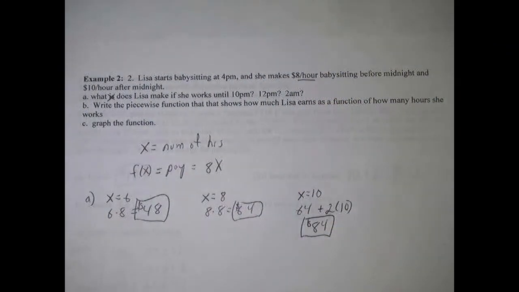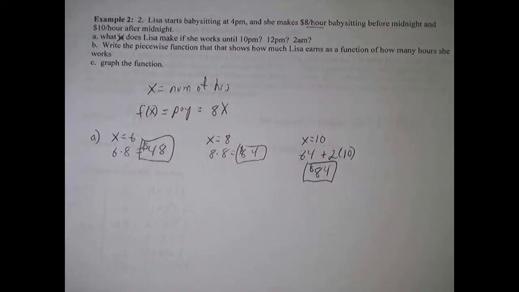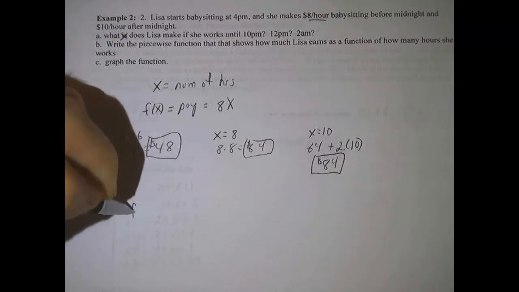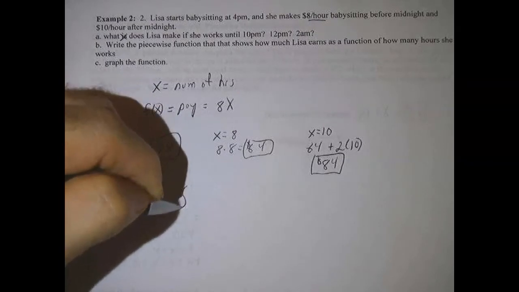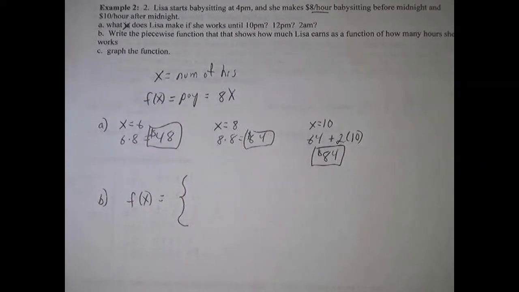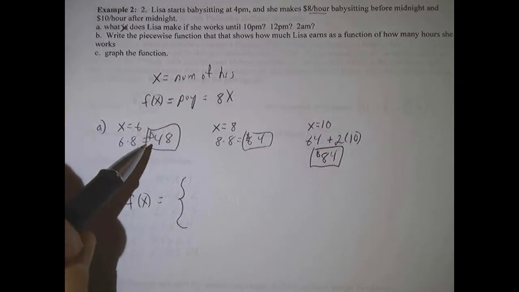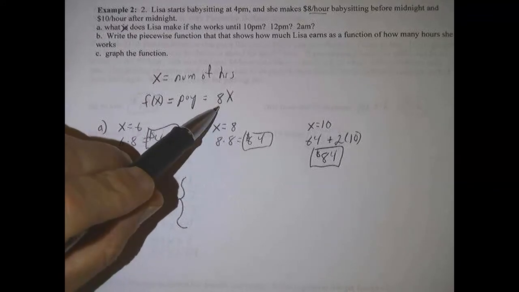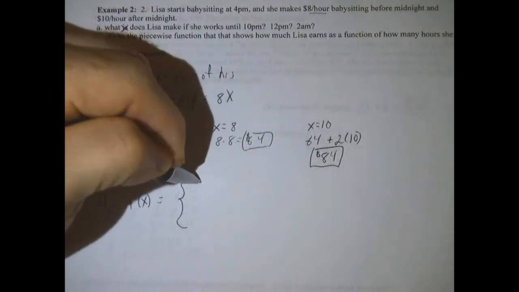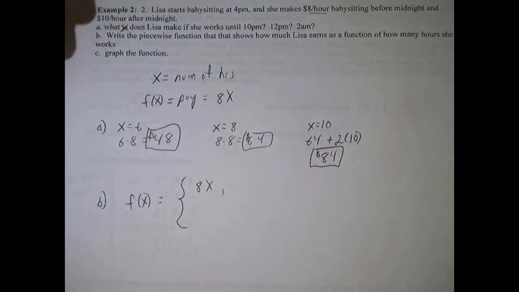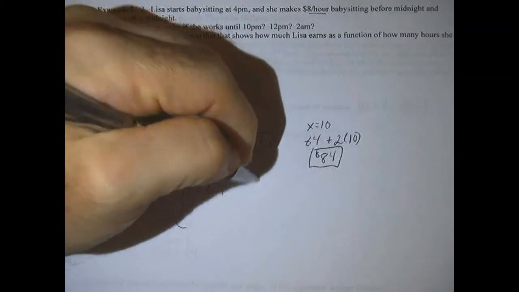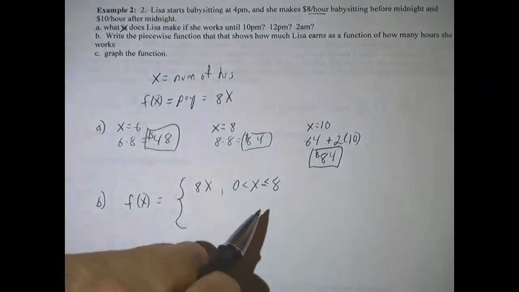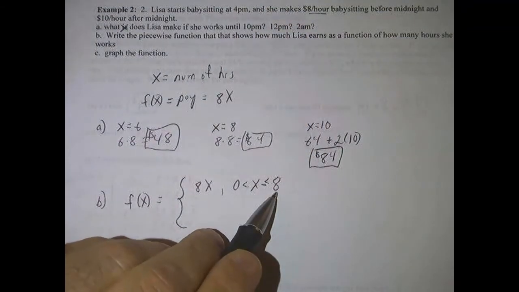Now let's see how we can write this into a piecewise defined function. We've got f of x equals, and we put this fancy bracket there. We've established that for the first 8 hours up to midnight, she's going to make $8 per hour times the number of hours. So she's going to make 8x whenever x is between 0 and 8, as soon as she starts and up to, like I said, we're not going to worry about that detail too much, the first 8 hours of work.